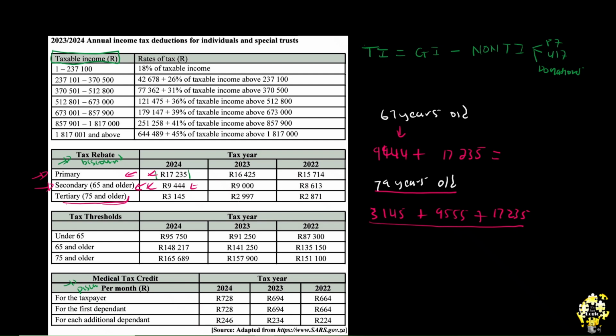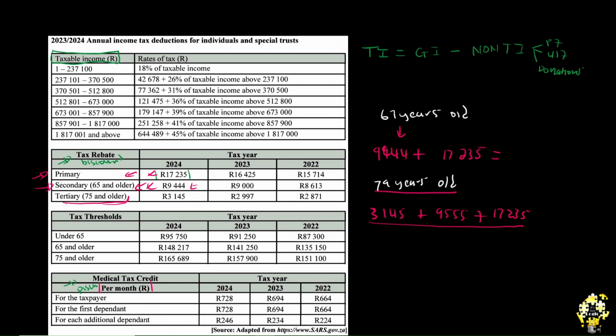Now let's go to this one here for the taxpayer, the medical tax credit, because it's another one. Remember I told you this, and it's here. It's per month. If you make a mistake and you do not see that it's per month, you end up subtracting annual with monthly, then your answer becomes wrong. So always pay attention to this.